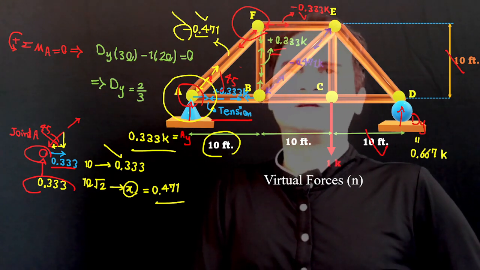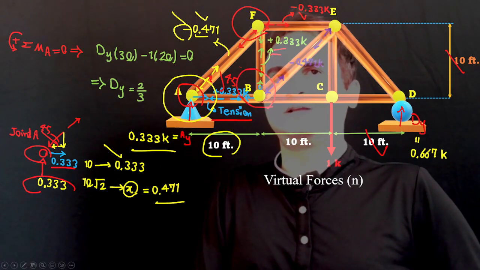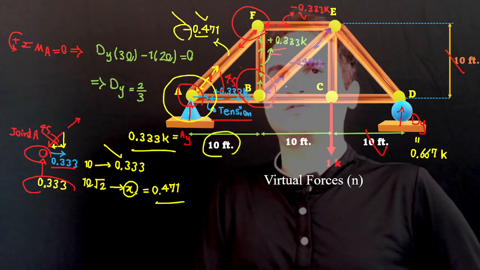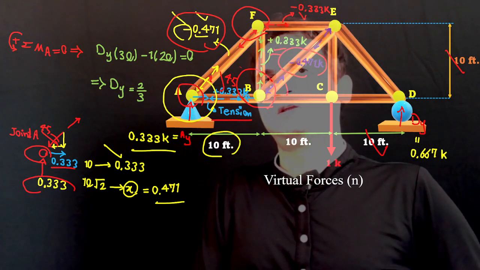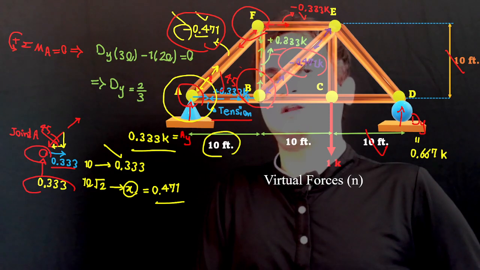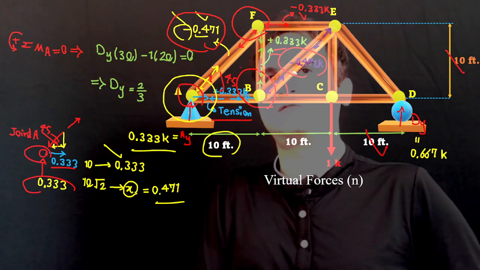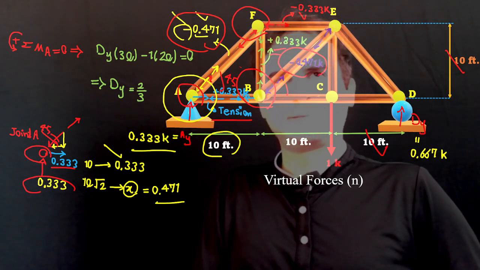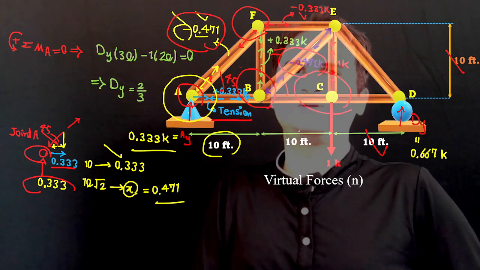And again, at joint B, if this is upward, it should be a push, and these two angles remain the same. So if this is a negative 0.471, it's also a compression force by exactly the amount of 0.471. And if that's the case, you can simply jump to point C.